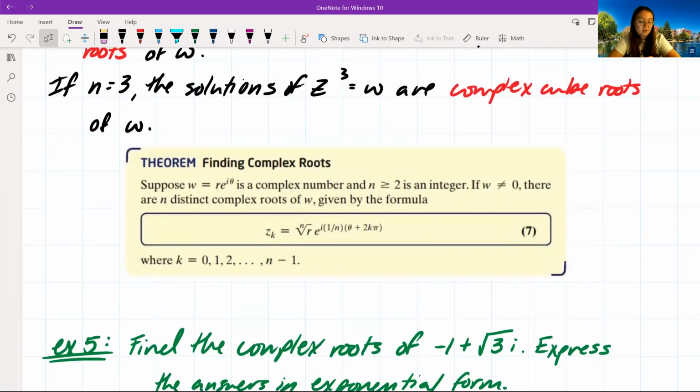So in order to find complex roots, we suppose that w is equal to r times e to the power of i theta is a complex number and n is greater than or equal to 2 and is an integer. If w does not equal 0, there are n distinct complex roots of w given by the formula z sub k is equal to the nth root of r times e to the power of i times 1 over n times theta plus 2 pi k, where k is then between 0 and n minus 1.